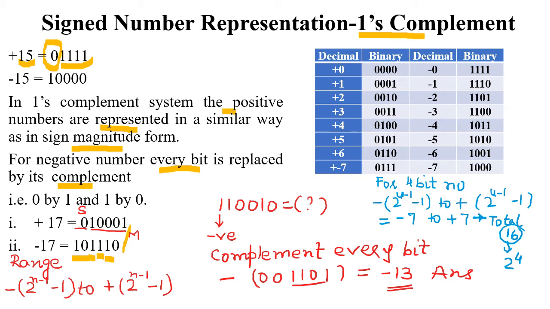Similarly, for minus 15, complement each bit. The 4 ones become 4 zeros, and the 0 becomes 1. So minus 15 is equivalent to 1 and 4 zeros.